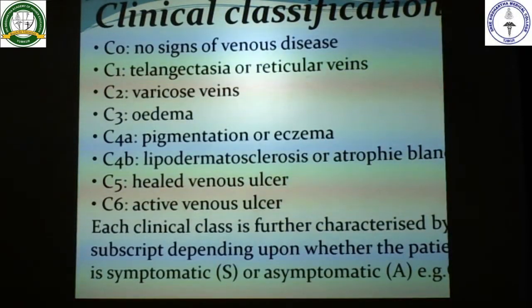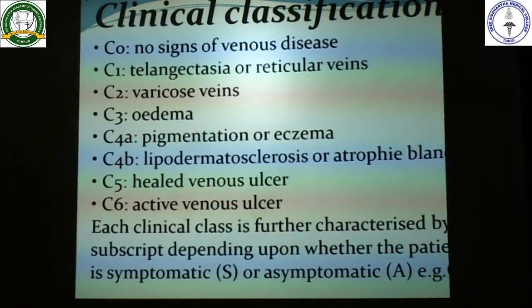What is this clinical classification? In the clinical classification of varicose veins, they categorize into C0, 1, 2, 3, 4, 5, 6, 7. What is C0? It means no signs of venous disease. C1 means telangiectasia or reticular veins. If there is only telangiectasia, then you call it a C1 disease. What is C2? C2 means varicose veins. Whenever you see veins more than 3 mm in diameter over the limb, you call it a varicose vein. This is a C2 disease.